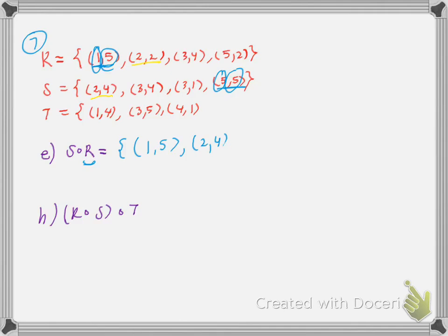But then let's look at the last one. 5 goes to 2 and 2 goes to 4. So we have 5 going to 4. So in the composition S composed with R, there are only 3 elements: 1, 5; 2, 4; and 5, 4.